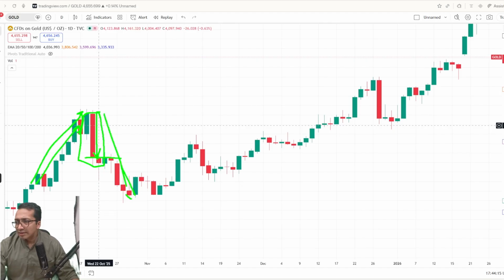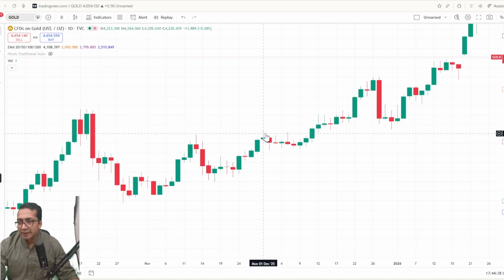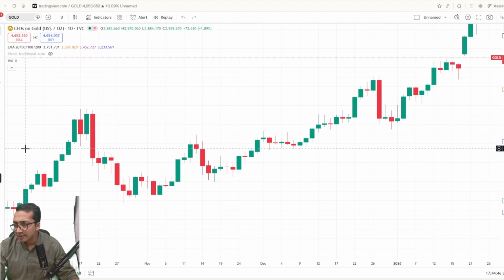Now there is another candle which we call a pin bar candle. So this is called a pin bar candle. It's like a pin and then there is a bar. It's called a rejection candle. Why rejection? So let's just understand.